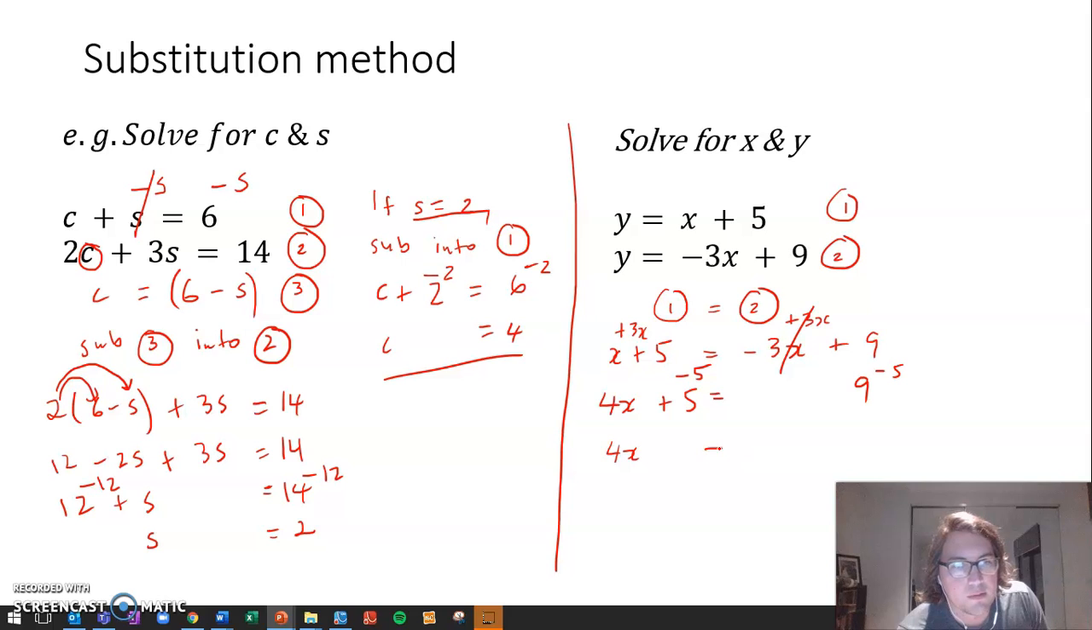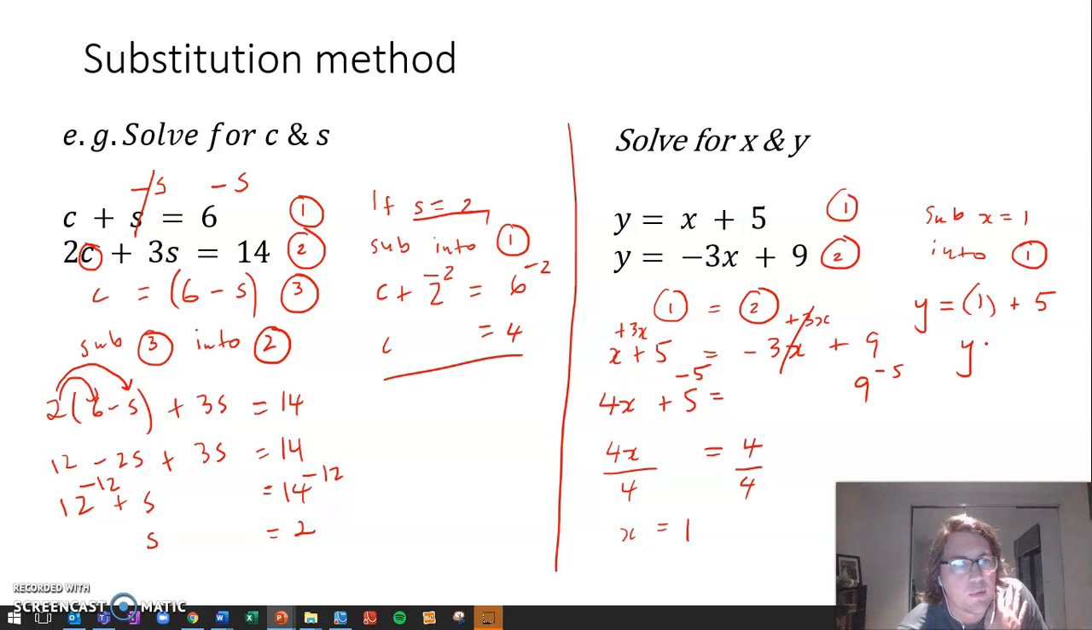4x is equal to 4, and I'm going to divide both sides by 4 to get x is equal to 1. Okay, once I've got x is equal to 1, I can sub x is equal to 1 into equation number 1, and I know that y is equal to 1 plus 5, which means y is equal to 6. Okay, so that's me solving two equations with substitution.